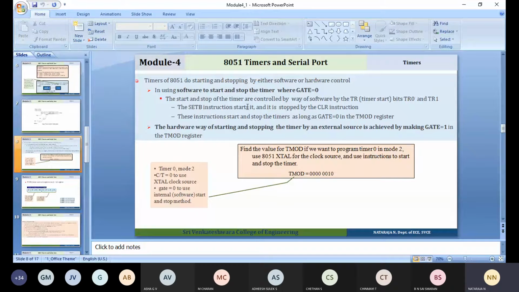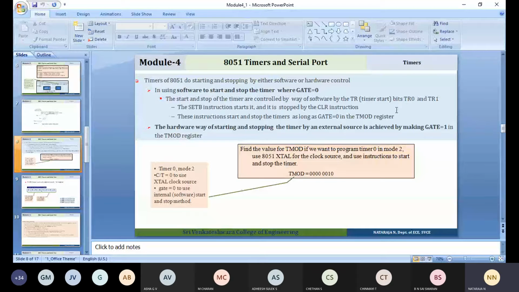The start and stop of the timers are controlled by software by making the TR bits high. The SETB instruction starts it, and it will be stopped by the CLR instruction. If I use SETB TR0, it means we make TR0 equal to 1, so that the timer will be in the on position.